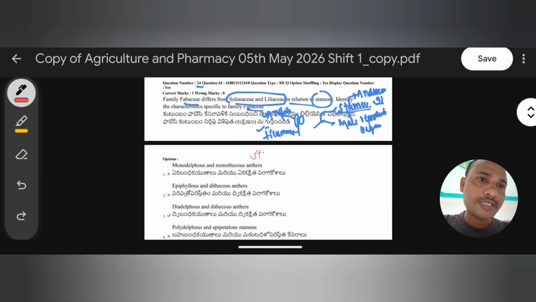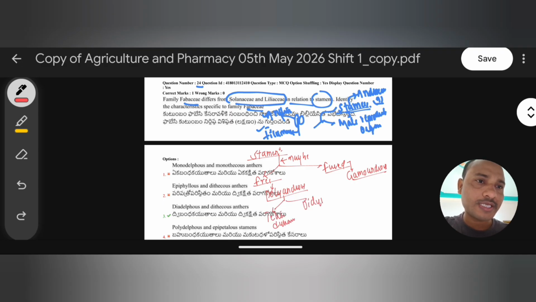Generally, stamens may be free or fused. Free stamens are called polyandrous and fused stamens are called gamoandrous. In polyandrous we have two different types: tetradynamous stamen and didynamous stamen. In didynamous, four stamens are there, two outside and two inside. In tetradynamous we have six stamens. Remember, among six, two are outside and four are inside.